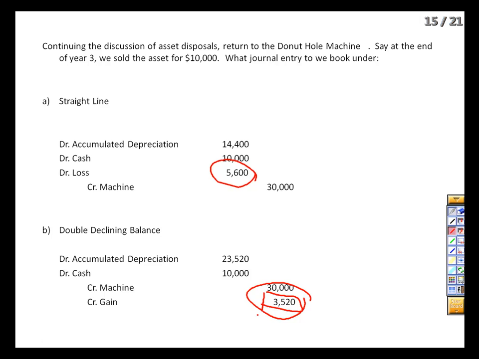Well, what gives is that we have to remember what the goal of depreciation is. The depreciation process takes the cost of the asset and gets it into the income statement. We originally expected to sell the asset for $6,000 after 5 years, but with the benefit of hindsight, we know that the true cost of the asset to the firm was $20,000, the 30 minus the 10. So do we have an economic gain or an economic loss from this disposal?